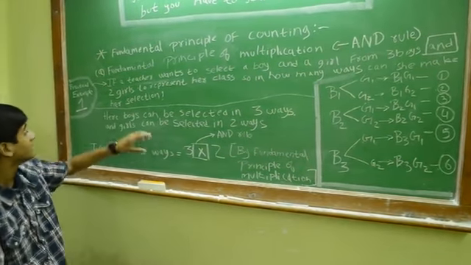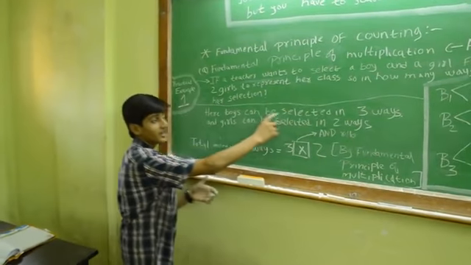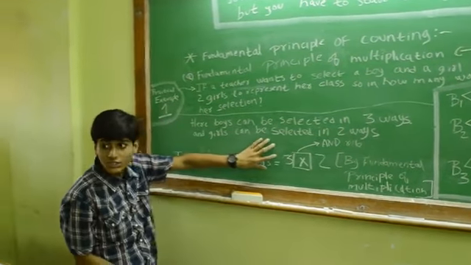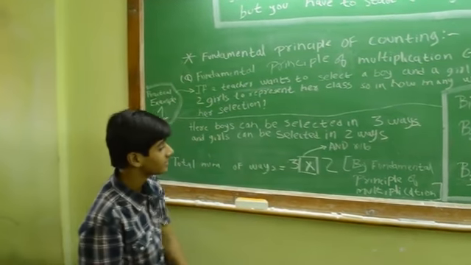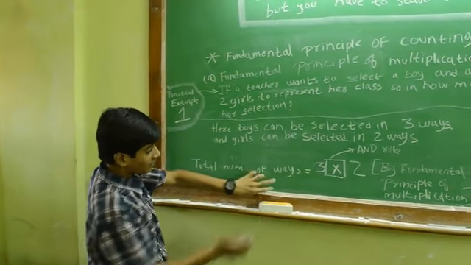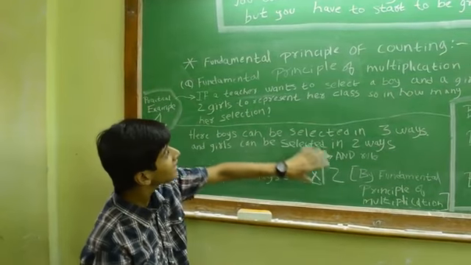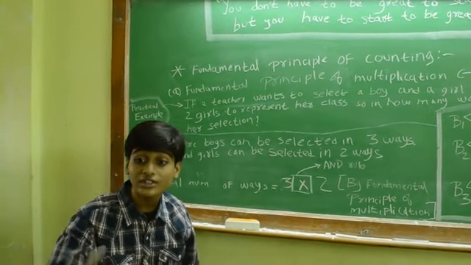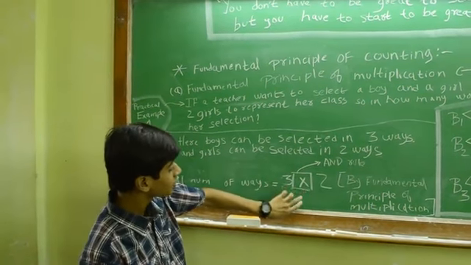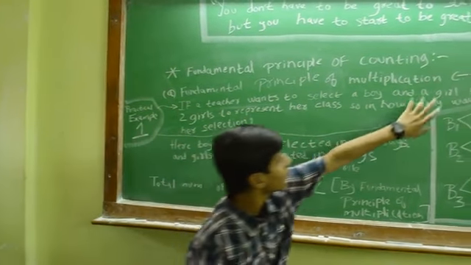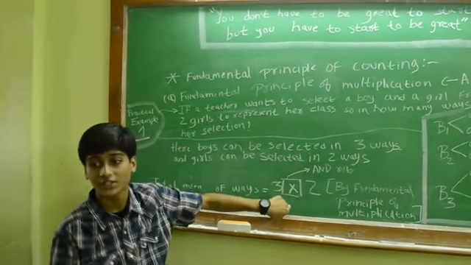So how did we get this? Here boys can be selected in 3 different ways. Girls can be selected in 2 different ways. The total number of ways is 3 into 2, because as we have to select a boy as well as a girl, we have to select both of them. So multiplication sign, that is the AND rule. Fundamental principle of multiplication.